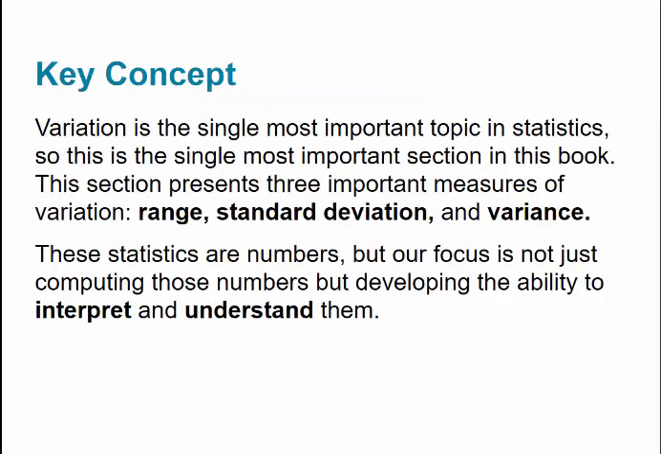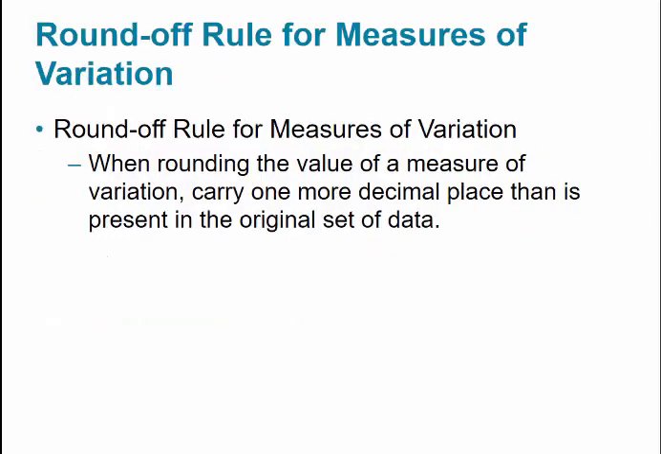So the key concept, variation, is the single most important topic in statistics. So this is the single most important section of this book. Now this section presents three important measures of variation, which are the range, the standard deviation, and the variance. These statistics are numbers, but our focus is not just about computing the numbers, but developing the ability to interpret them and understand what they mean in context of the data set that we have.